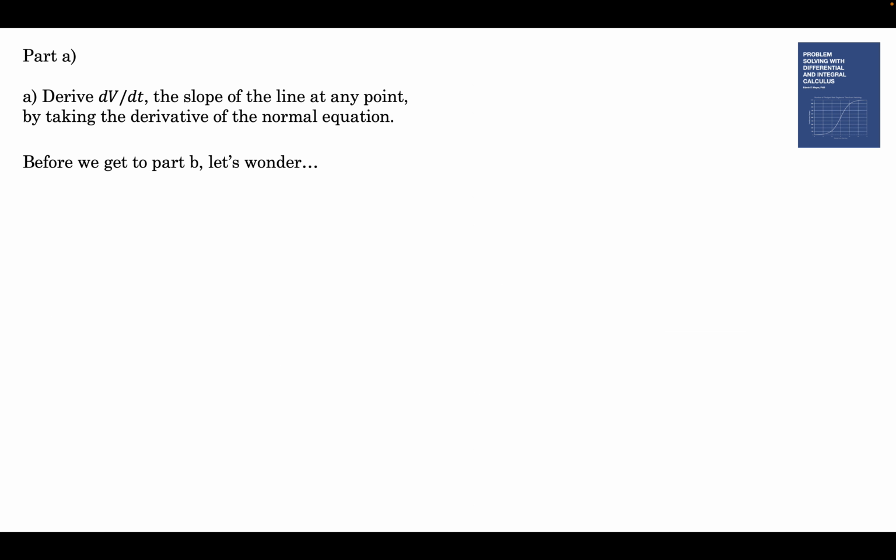So before we get to part B, let's see if we can understand what's going on here. We have this difference equation. So this is true for any S. It doesn't have to be small. This is exact. So what are these pieces? What is 3S squared delta S? Why is that there? Why is there a 3? What is 3S delta S squared? And what is delta S cubed? How does that fit in?